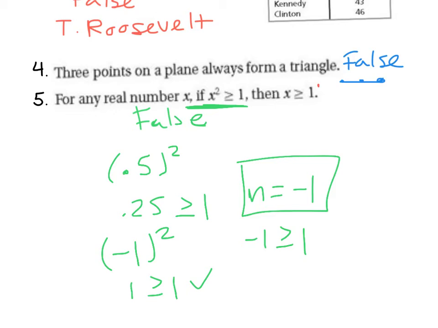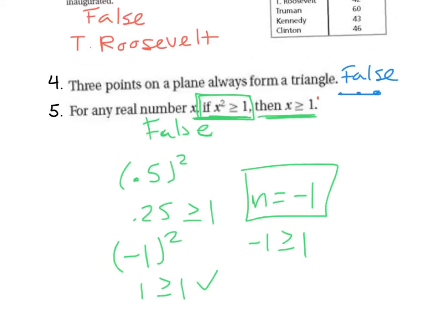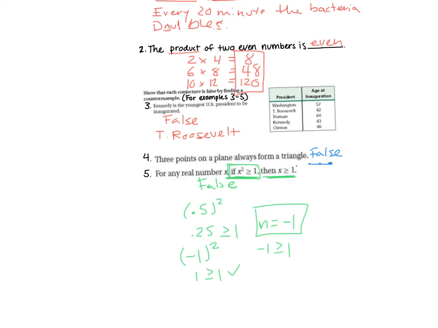So when we're proving this to be false, the first part has to be true, the if, the hypothesis. Then the second part has to be false. What's another counterexample we could use for this? -2. We could use any negative number. Any questions on anything on this page?